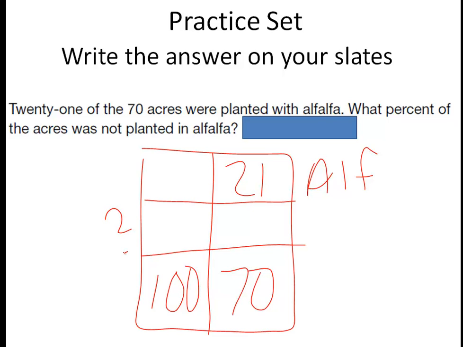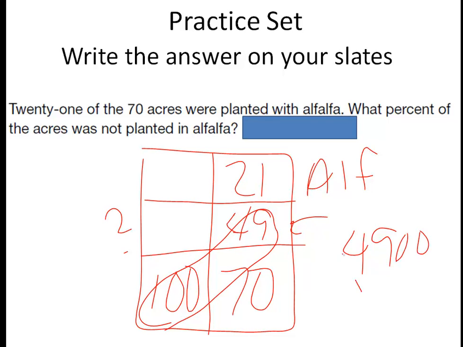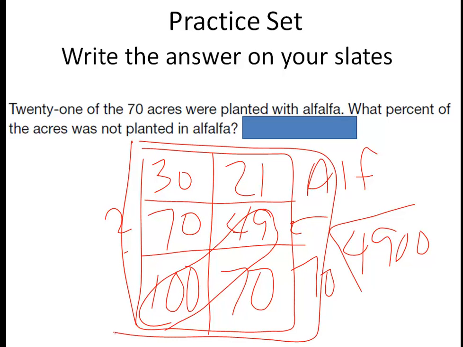So I'm filling this box by taking 70 minus 21. So that's going to be 49. I can do that. Then I can cross multiply these two. That's 4,900. I can divide that by 70. That's going to be 70. So I know that's 70%, and that means that this is going to be 30%. There's your 6 boxes right there. So the answer is here. This is what it's asking us for, and it's 70%.